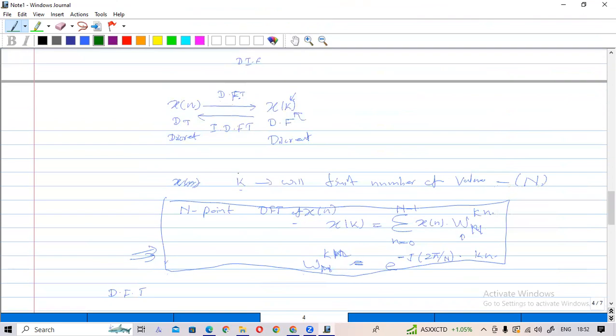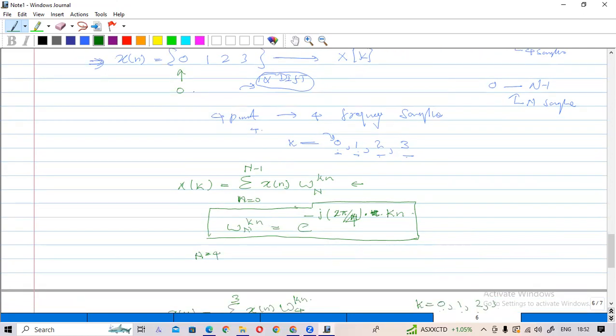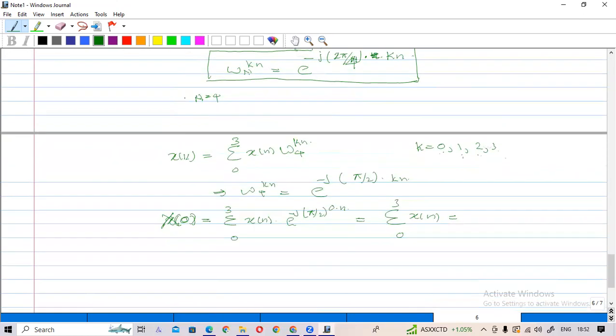There is our xn. So this is xn, and this is the 0th value. You can assume it, this is the 0th value. So you will have x0 plus x1 plus x2 plus x3, from 0 to 3: x0, x1, x2, x3, when n is equal to 0, 1, 2, 3.